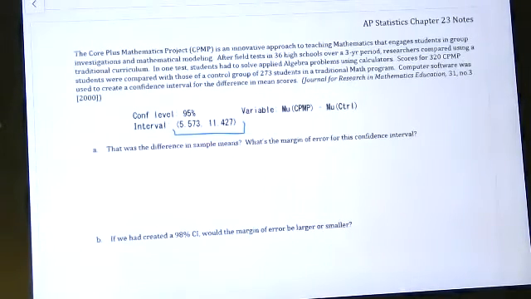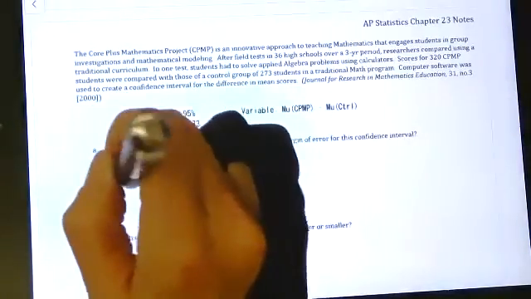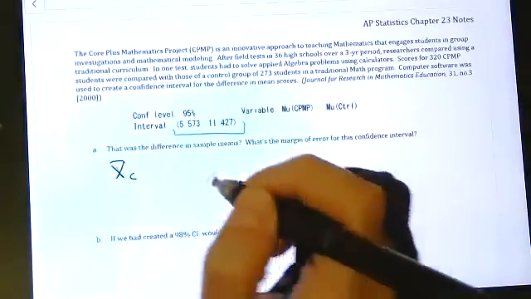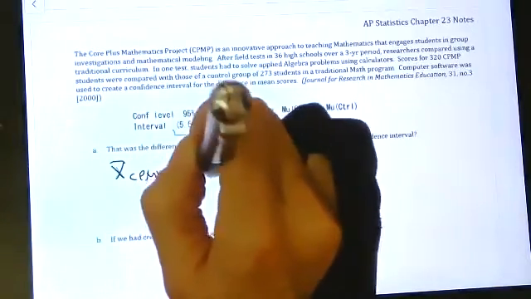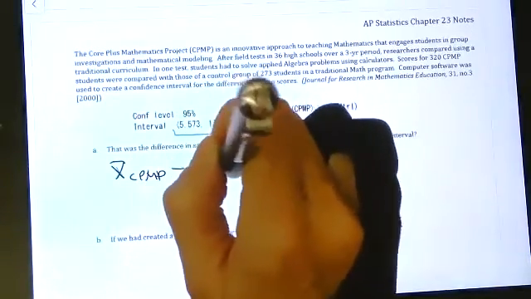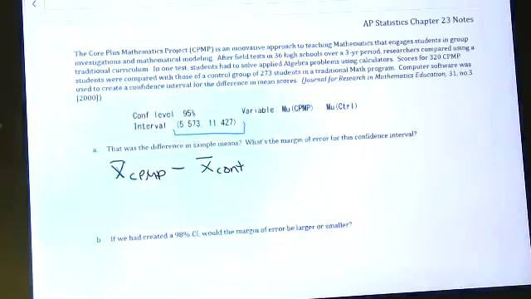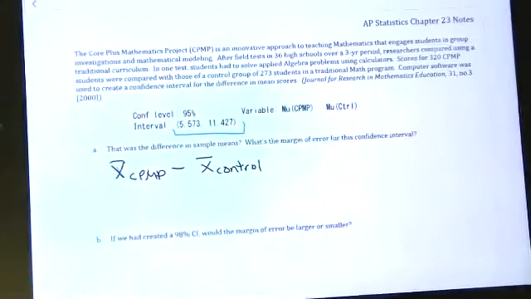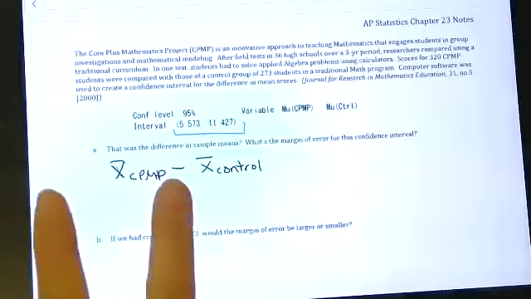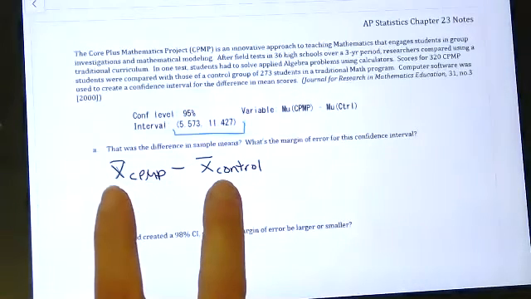So part A, what was the difference in sample means? So it's asking, what was the difference in the two sample means? That's CPMP minus control. That's what they're asking for. So this is our estimate.